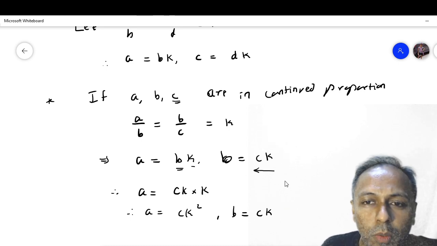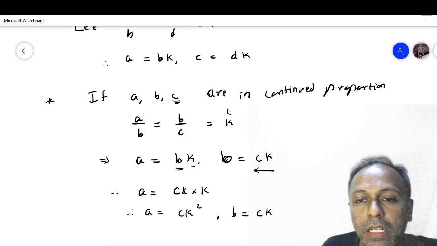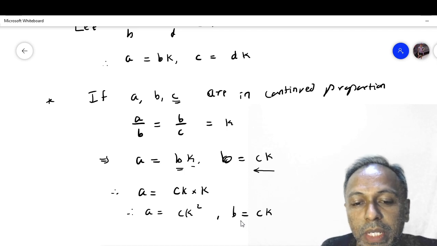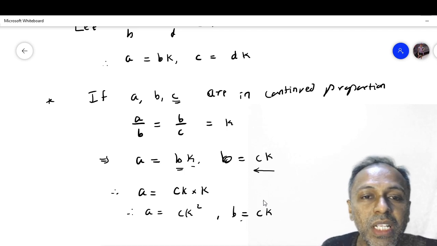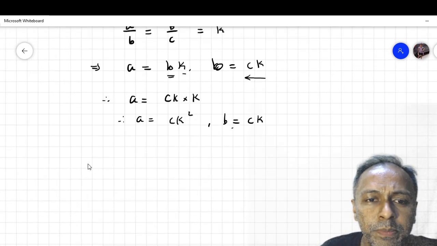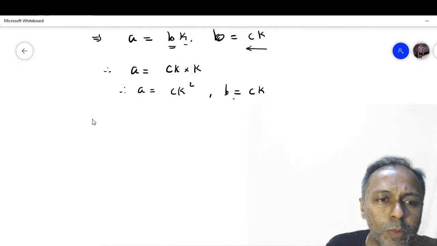So in problem solving, if you have to use K method where A, B, C are in continued proportion, then A will be equal to CK square, B will be substituted as CK, and C will stay as C only. We will see those problems in some time. Let us take one more point, the continuation of this.